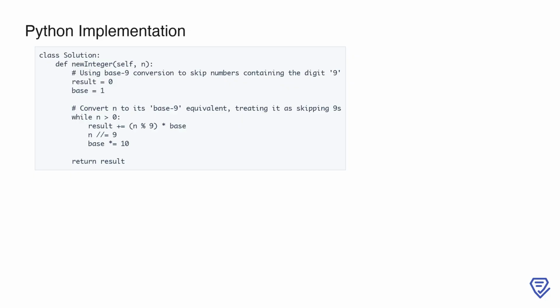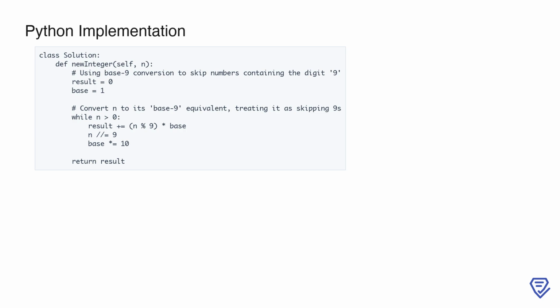Why this works. Numbers in base 9 naturally exclude the digit 9. By treating the sequence as a conversion to base 9, we can directly compute the result without iterating through all integers and manually skipping those that contain 9. This makes the solution highly efficient.